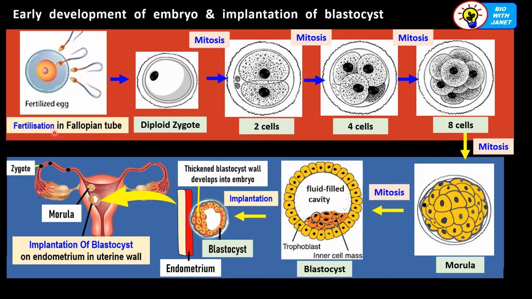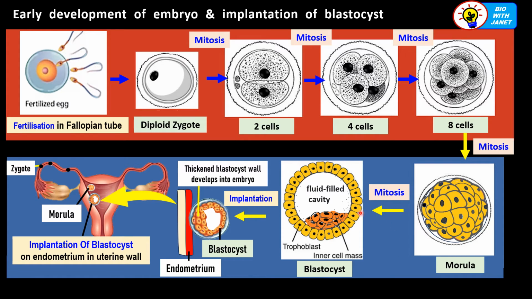So here we have the fertilization. Fertilization occurs in the fallopian tube, whereby the nucleus of an ovum fuses with the nucleus of a sperm, and then this forms the fertilized egg or the diploid zygote. The diploid zygote undergoes mitosis many times, firstly to form 2 cells, then 4 cells, then 8 cells, and then finally a 16-cell embryo called the morula, which is a solid ball of cells.